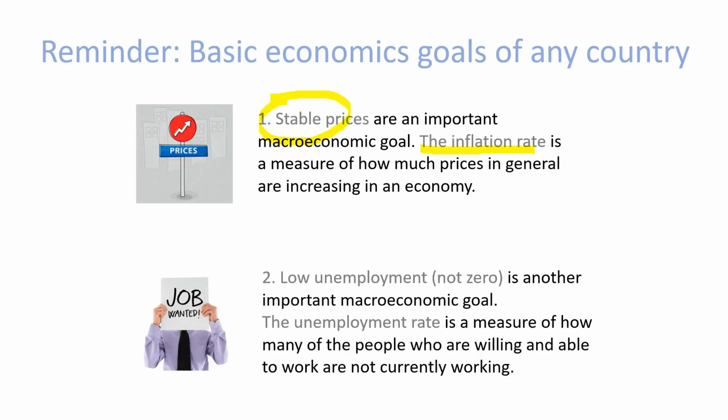The second economic goal is to have a low unemployment rate. And by saying low unemployment rate, we don't mean to have a zero rate. Okay, the unemployment rate is a measure of how many of the people who are willing and able to work are not currently working. In other words, it is the percentage of the total labor force that is unemployed but actively seeking employment and willing to work. So remember, having a low unemployment rate does not mean zero unemployment.